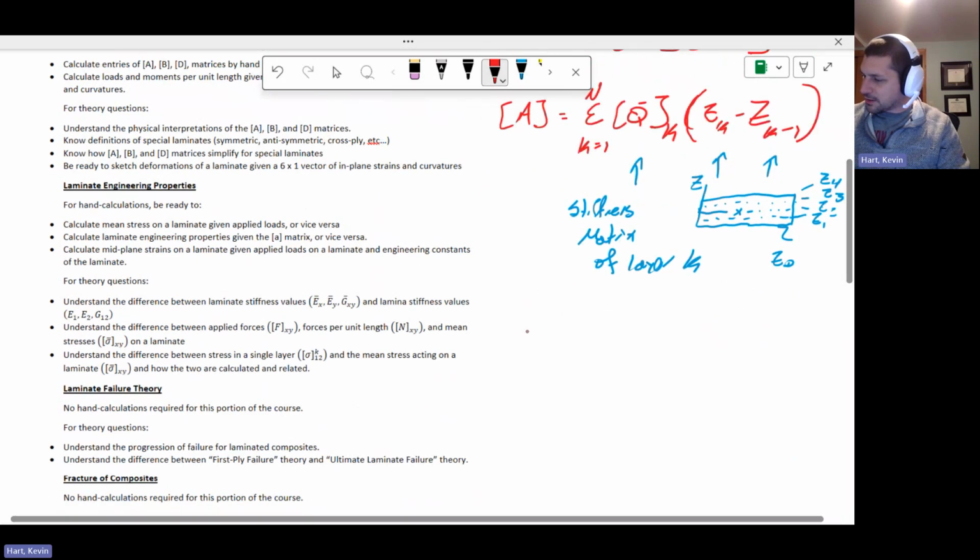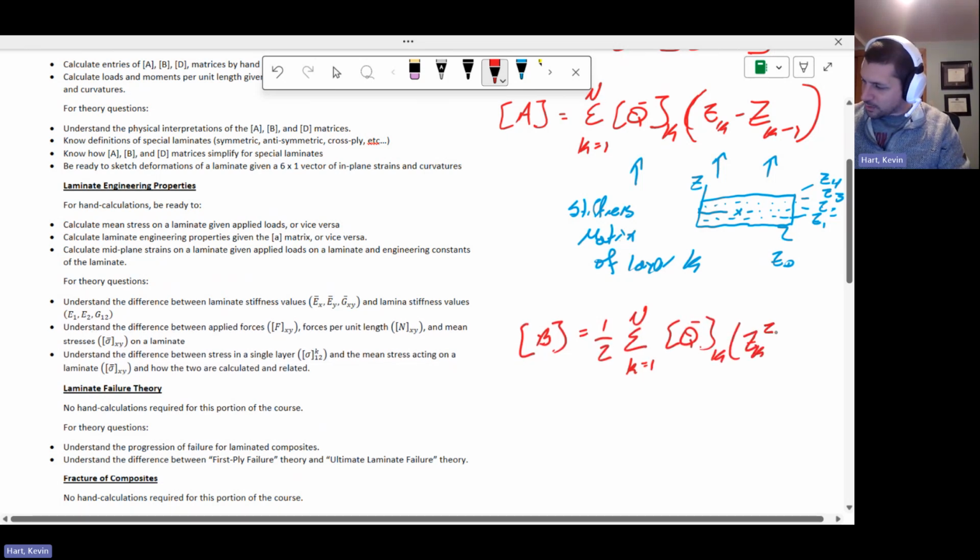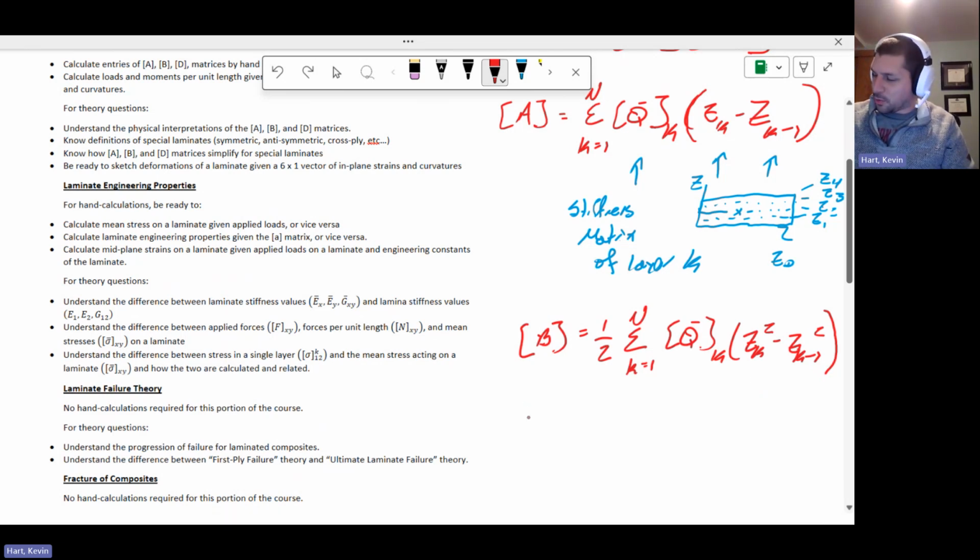The calculation of the B matrix, don't forget your 1/2. This is another common thing that happens on the final. People forget their 1/2 term and their 1/3 term. So here now we got summation K equals 1 to N of Q bar K. Here now we have ZK squared minus ZK minus 1 squared. All right, and don't make the mistake of taking this entire term squared. That's wrong, okay? Don't do that. You want each of these individual entries squared, right? So that's another common mistake I tend to see on the hand calculation portion of the final.